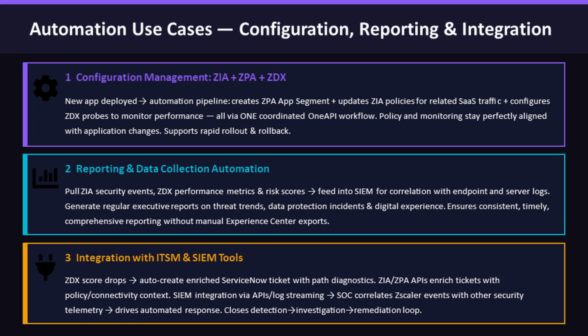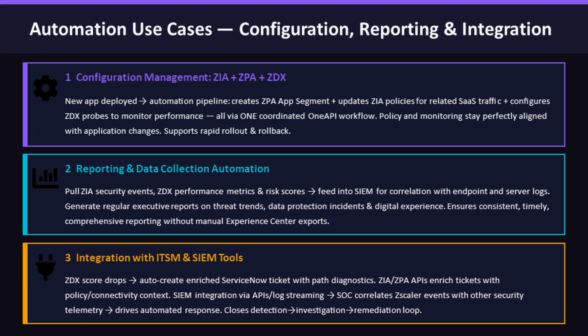Use case 3, integration with ITSM and SIEM tools. This is the closed-loop operational workflow. When a ZDX score drops below a defined threshold for a critical application, the ZDX API triggers creation of a ServiceNow incident ticket, automatically populated with path diagnostics, hop-by-hop metrics, and affected user details. ZIA and ZPA APIs can enrich that same ticket with policy and connectivity context.